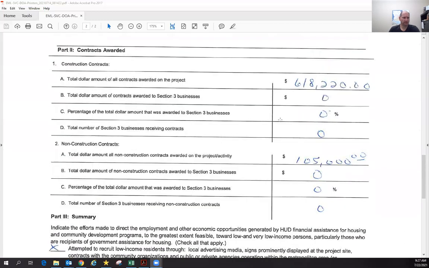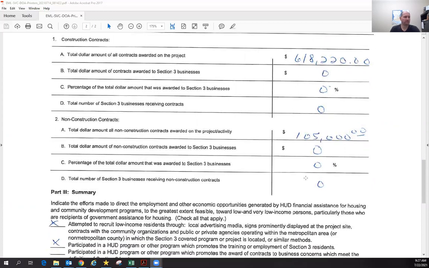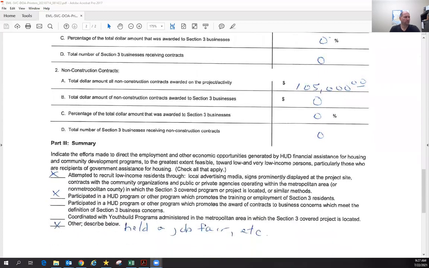Now, for this one, obviously, you didn't have any new hires and you didn't have any Section 3 businesses. So therefore, we need to know what we did to try to attempt to recruit Section 3 businesses. In this, I checked off 1, 2, and 5. And when you check off 5, you have to write down what it is that you did. So an example would be held a job fair.